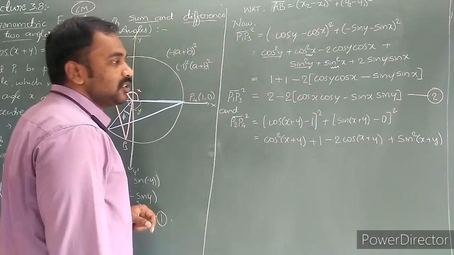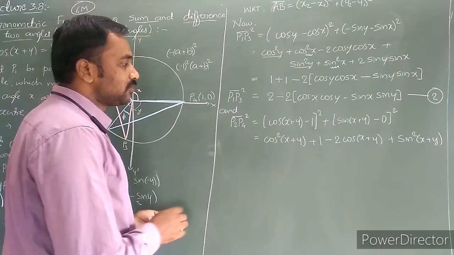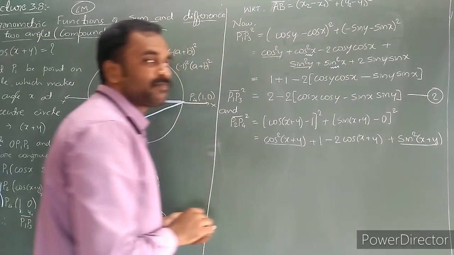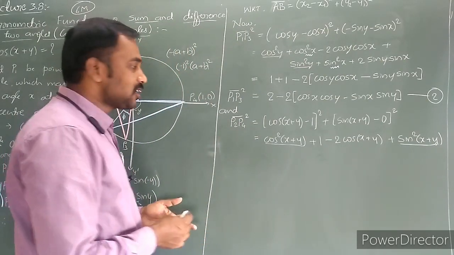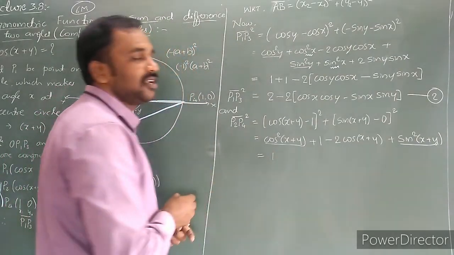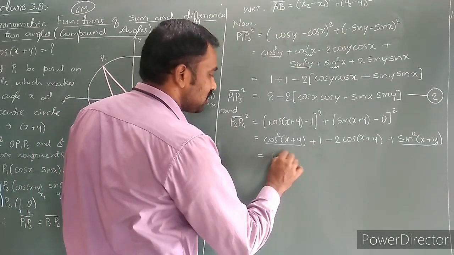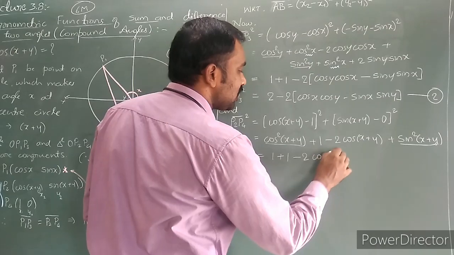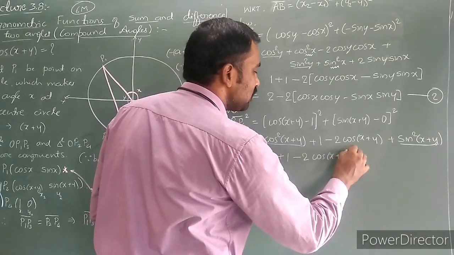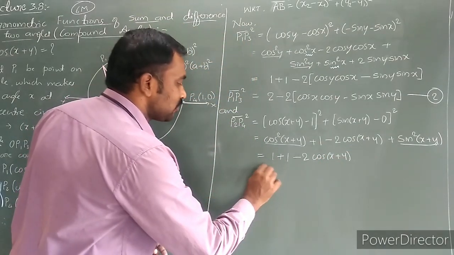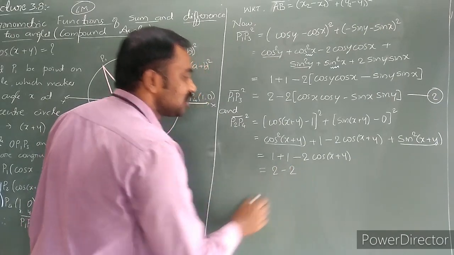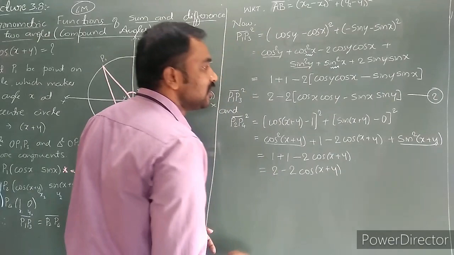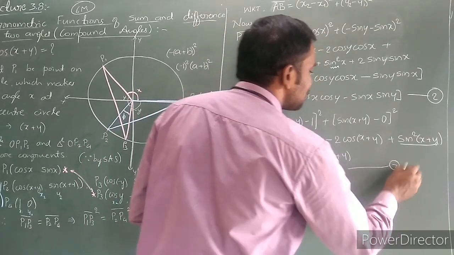Okay. Now again grouping the terms. How do you group the terms? Cos square of x plus y and sin square of x plus y, same angle, that is the first trigonometric identity. What can we write? That value is 1, plus 1, minus 2 times cos of x plus y. Now 1 plus 1 is 2, 2 minus 2 into cos of x plus y. Call this equation number 2.